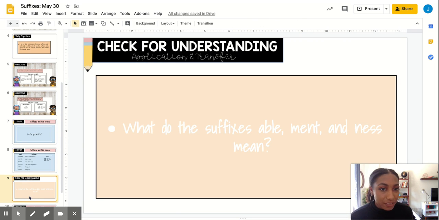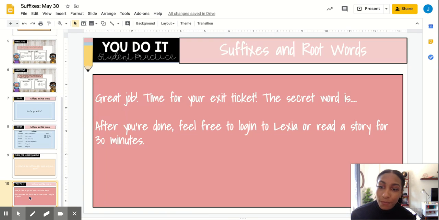So what do the suffixes able, ment, and ness mean? Remember, ness means being, able means able to, and ment means the act of. Now it's time for your exit ticket. Our secret word today is Netflix.